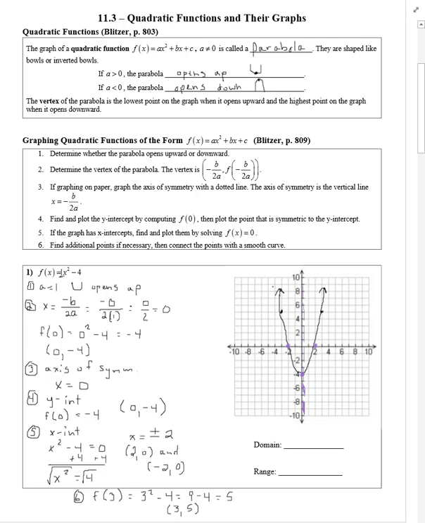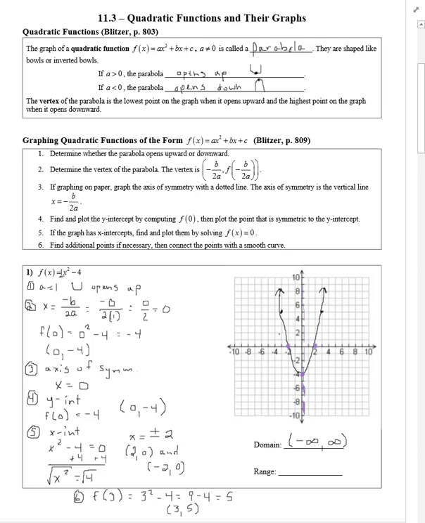Which I didn't do super well, but there you have it. As for the domain and range, remember the domain is all possible x values, and if you notice there are arrows here, so that means that this keeps getting wider and wider forever. So our domain is -infinity to +infinity, if we write it in interval notation.